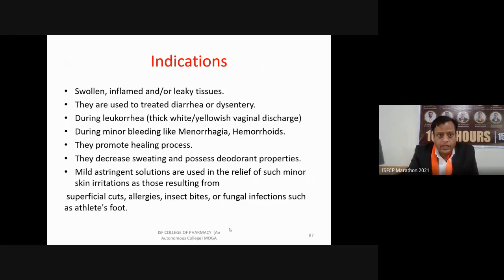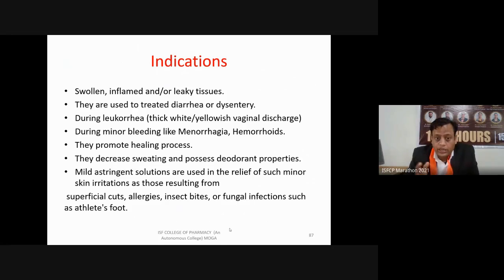Indications: generally they are given in swollen, inflamed or leaky tissues. They are used to treat diarrhea or dysentery. During leukorrhea, in which a thick white-yellowish vaginal discharge occurs, they are also used. During minor bleeding like menorrhagia and hemorrhoids, they are also used. They promote the healing process, so they are also responsible for healing of the outer surface.